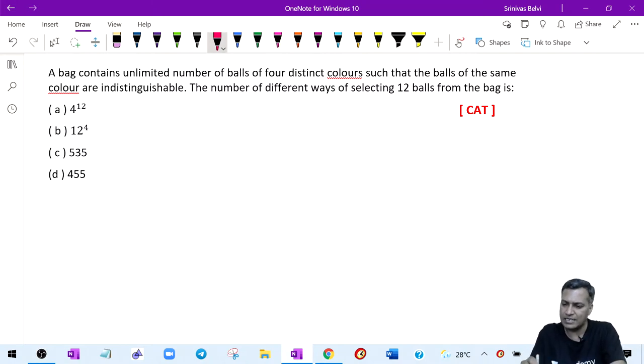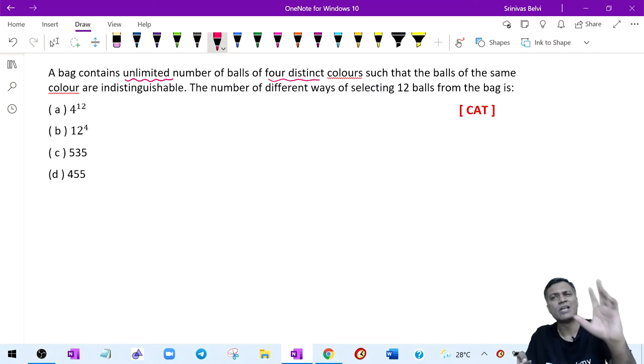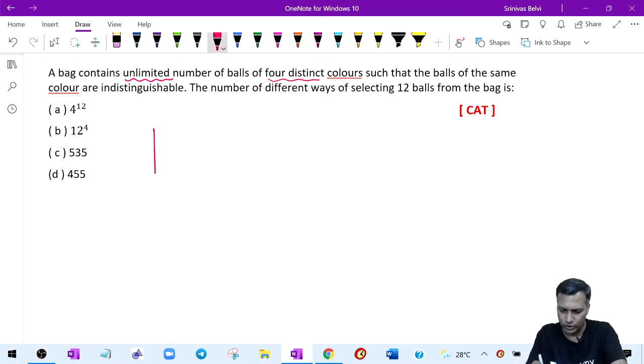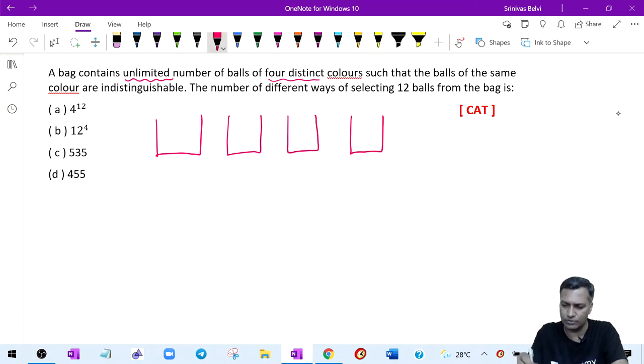All right. So let's take a look here. A bag contains an unlimited number of balls of 4 distinct colors. It's a manufacturing unit, let's say. A child said, why don't you segregate them into four colored bags? It's unlimited, very difficult to segregate. Let's say we made an effort to segregate as much as we could. Let's assume the colors are red, yellow, blue, and green. How many balls are there? It is unlimited. Fill them with red balls, because it's anyway unlimited.